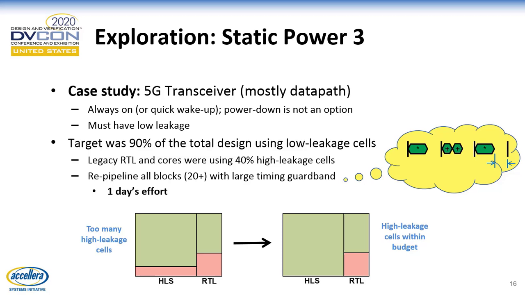What was nice here is we could repipeline all 20 blocks in this transceiver chain, give them that large guard band like I mentioned before. And now the HLS portion of the design isn't using any of the high leakage cells. We still complain about what these guys are doing, but overall the chip met its budget.